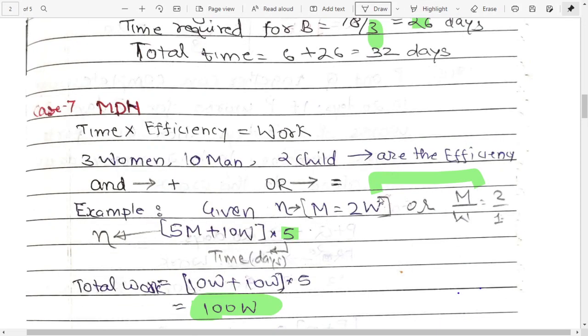So now I have completed almost all the cases which come related to work and time, and in the next video we will continue with the questions related to all the 7 cases, so that you will get an idea how you can apply this shortcut to the questions, and how much time is required to solve these types of questions. You can consider a maximum of 45 seconds to 1 minute for these types of questions to complete.